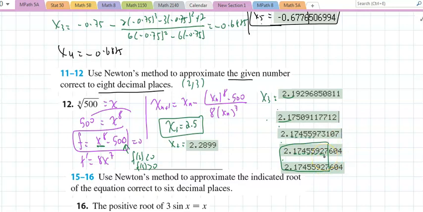So the solution, the 0 actually, is 2.1745559. The first thing they asked us to program, when I took programming, C++ back in my days, they said program Newton's method.